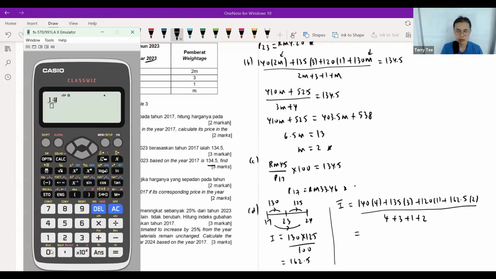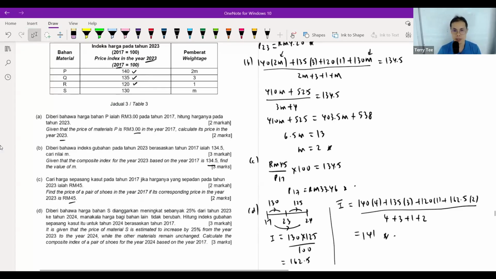So this is 140 times 4 plus 135 times 3, 120 times 1, and 162.5 times 2. Divide by your denominator, which is 4 plus 3 plus 1 plus 2, which is also 10. Okay, you should get 141. There you go. That's your composite index for 24 based on 2017.